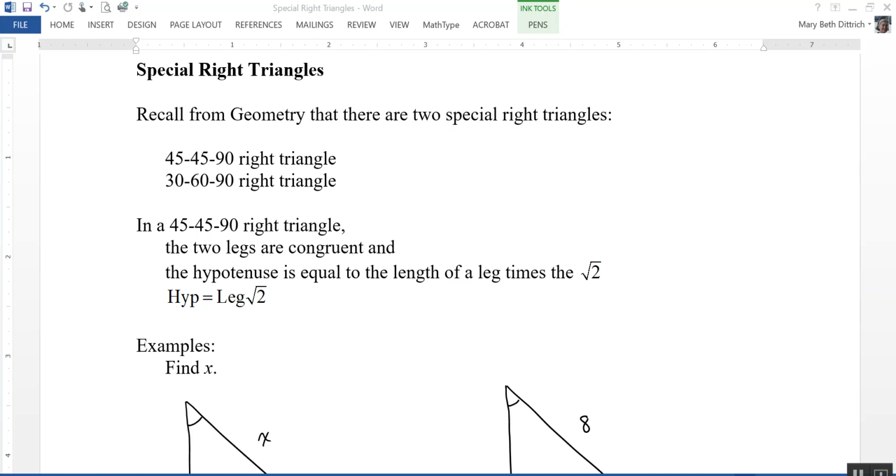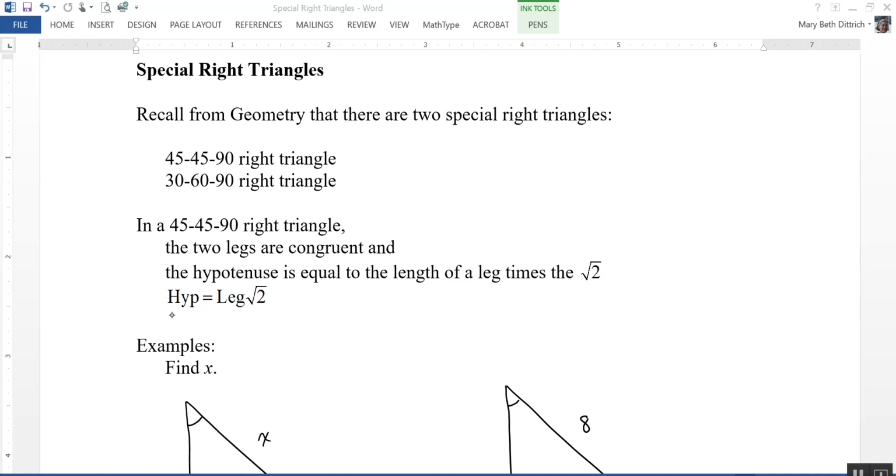This video is on special right triangles. Recall from geometry that there are two special right triangles, a 45-45-90 right triangle and a 30-60-90 right triangle. In a 45-45-90, the two legs are congruent because the two angles are congruent, and the hypotenuse is equal to the length of the leg times the square root of 2.